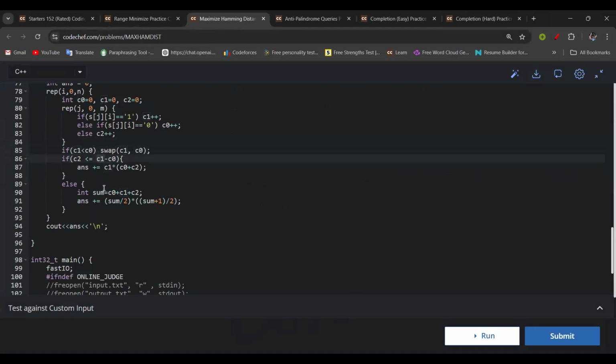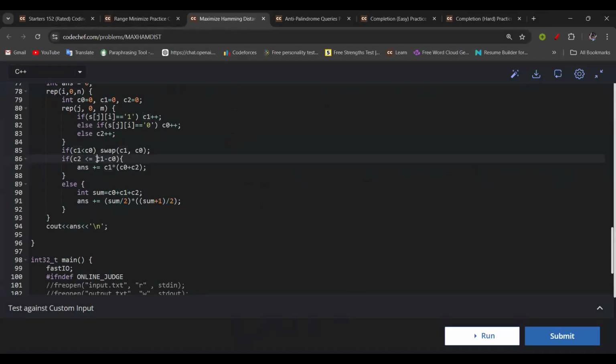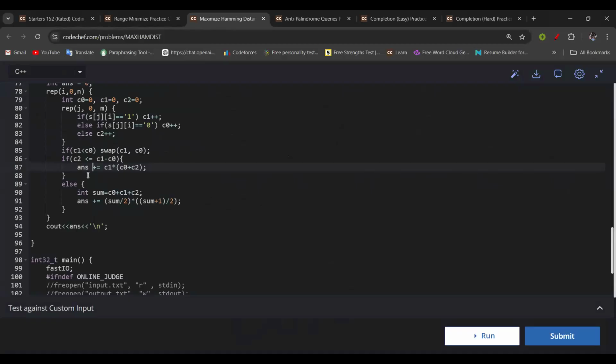So I'm checking if max minus min is basically C1 minus C0, because C1 is storing the maximum and C0 is storing the minimum. If it was the opposite case, then we have swapped it. You could have written this also as Mn equal to this thing, Mx equal to this thing, and used Mn and Mx in the if condition. That was also fine. Then I added max multiplied by min plus c. That is added to my answer.